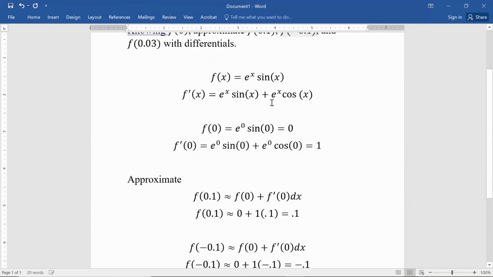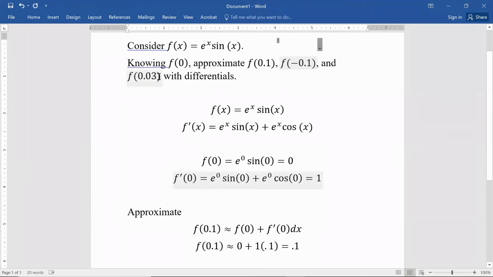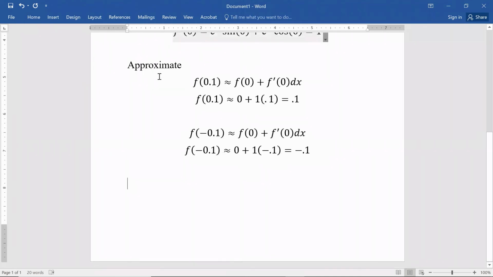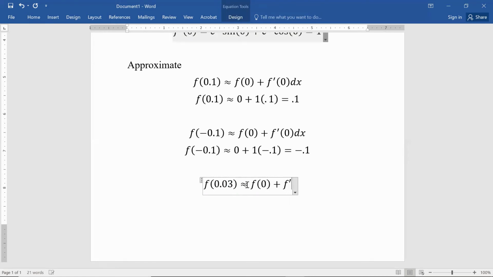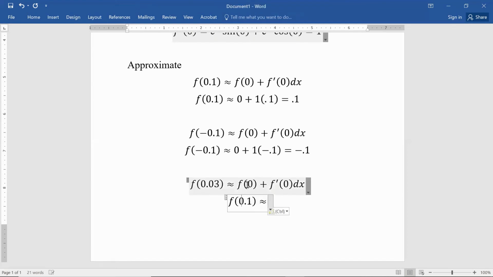The last function value we're trying to approximate is f of 0.03. Once again, I take f of 0 plus f prime of 0 times the differential. In this case, it's going to be 0 plus 1 multiplied times 0.03, or 0.03. And we get 0.03 as our answer.